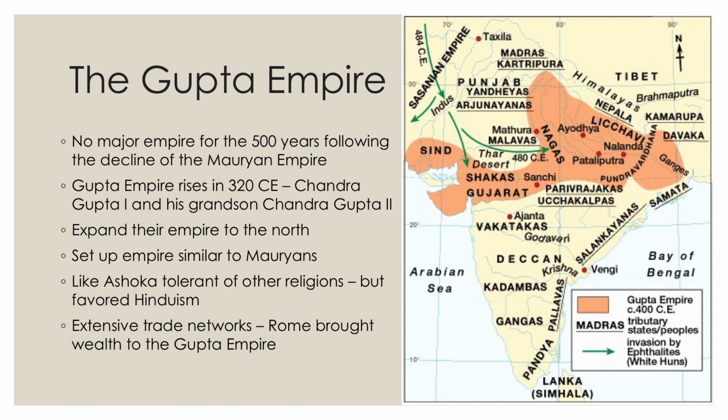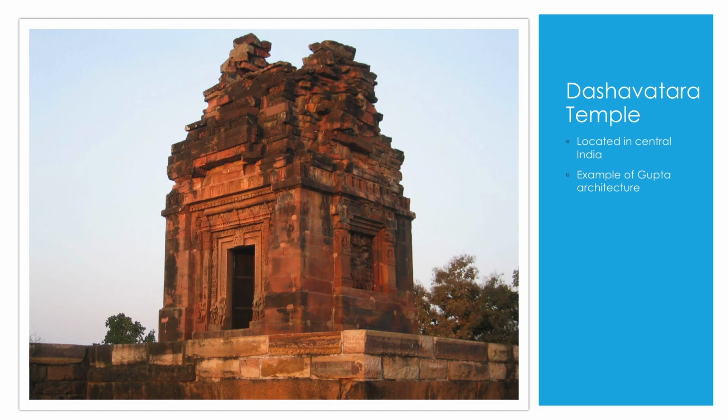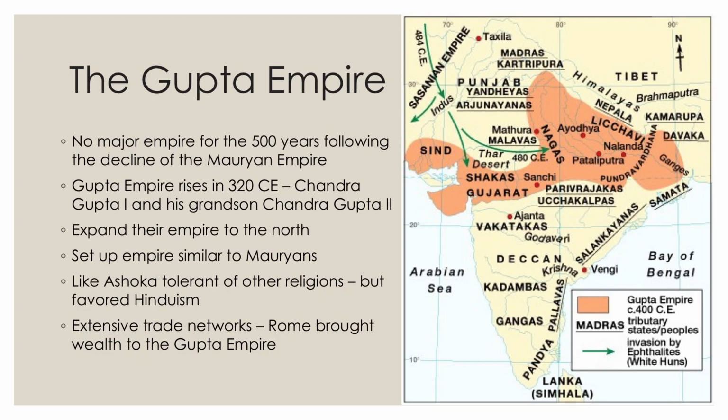Though it wasn't as large as the Mauryan Empire, it did control a very vast region of the northern Indian subcontinent. The empire was set up very similar to the Mauryan Empire, with provinces that reported to the rulers of the Gupta Empire. Like Ashoka, they also were tolerant of other religions. However, the Gupta Empire was interested in Hinduism, and they built many Hindu temples within their empire. The empire also had a very extensive trade network that stretched all the way to Rome, and Rome became a very important economic partner, which brought vast wealth to the Gupta Empire.